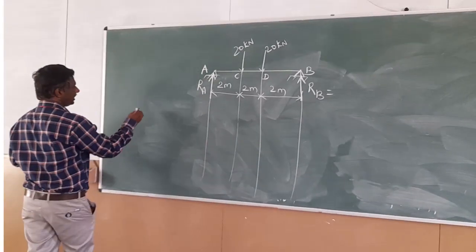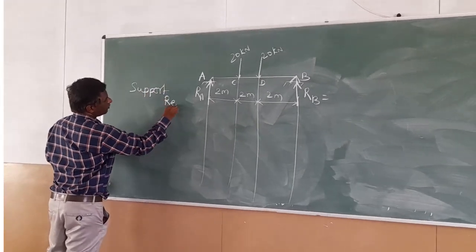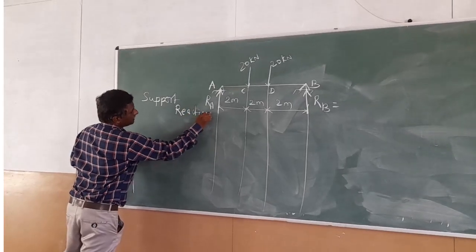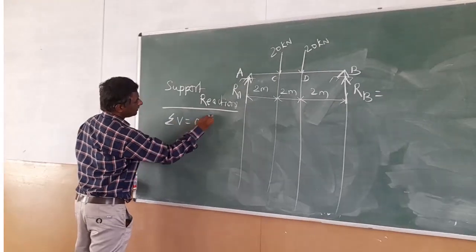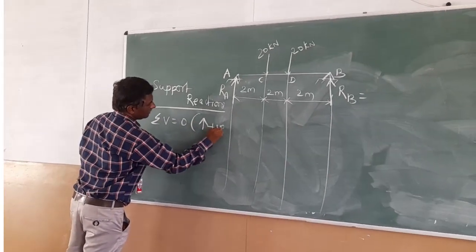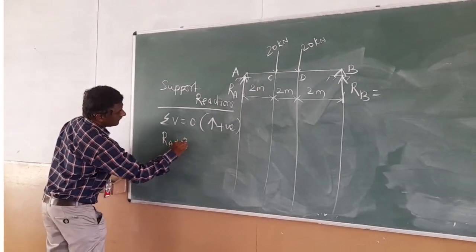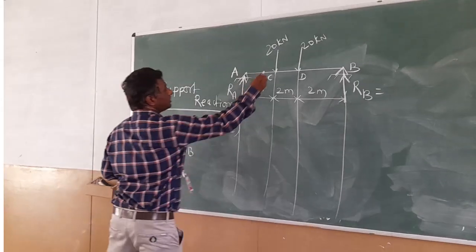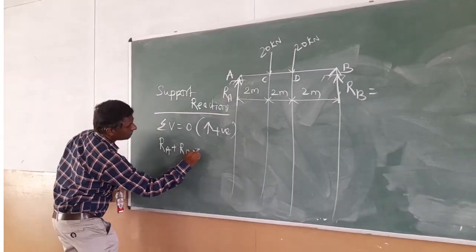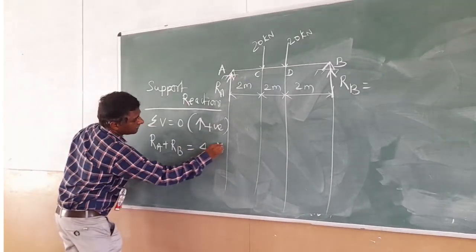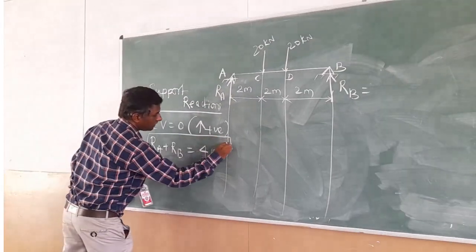First, we have to find support reactions. Support reactions we find by equilibrium equations. We have only vertical loads. Simply I will take sigma Fy equal to 0 with the sign convention, upward force is positive. So we have RA plus RB, and two different loads, 20 plus 20, and they are downward loads. So it is equal to 20 plus 20, that is equal to 40 kilonewton. Okay, RA plus RB equal to 40 kilonewton.